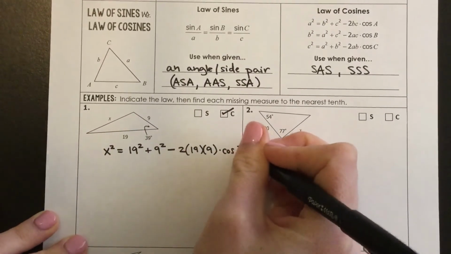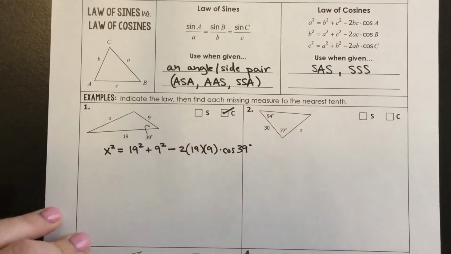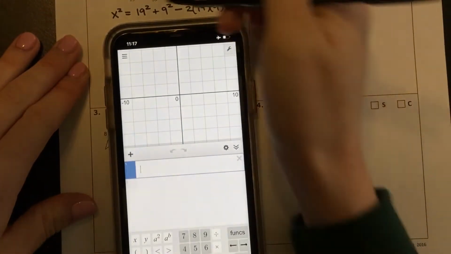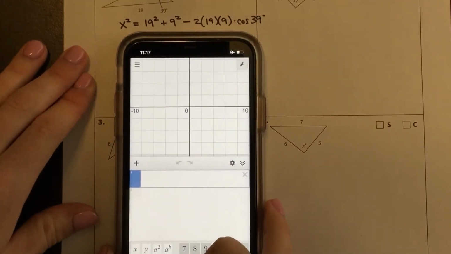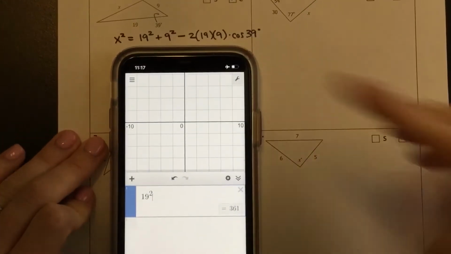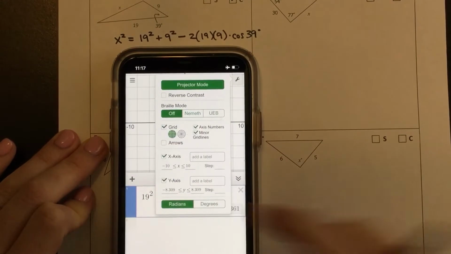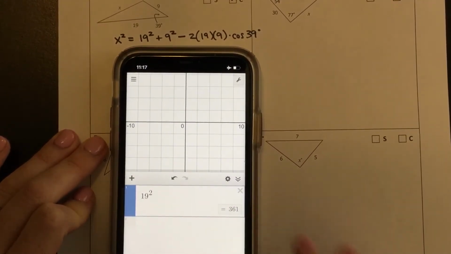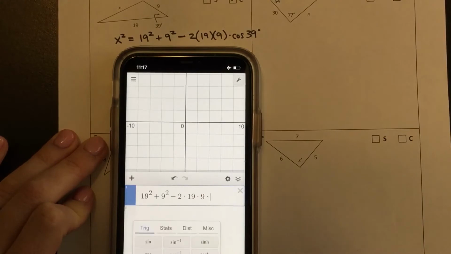So that would be 39 degrees. When you're using the law of cosines to solve for a missing side, that's the easiest possible way to do it, because all you have to do is take the whole right-hand side and plug it into your calculator. Quick reminder, always double check that you are in degrees before you set everything up. So 19 squared plus 9 squared minus 2 times 19 times 9 times the cosine of 39 degrees.